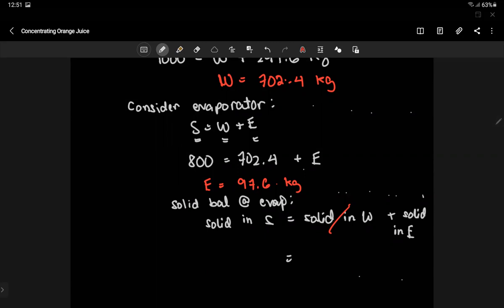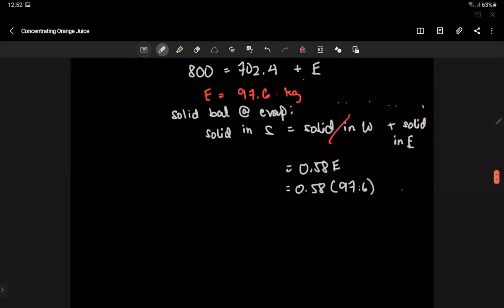But ano yung solid sa E? Di ba alam natin yan as 58%. So, 0.58 times E. But we know the value of E, right? Nasolve na natin yan. That's 97.6. Therefore, solid in S is that amount. Oops. So, let me calculate that. That will become 56.6 kilograms. Okay.